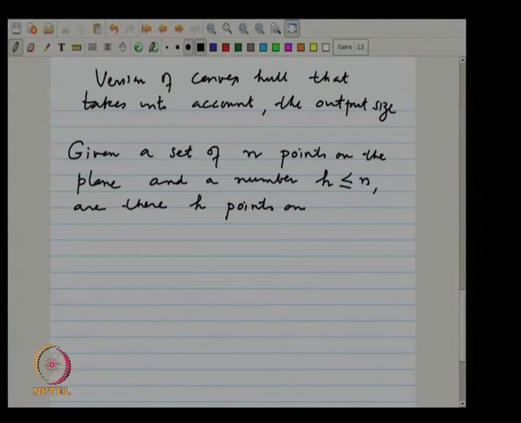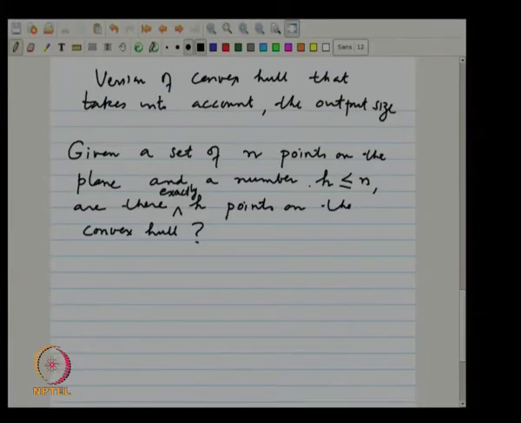Where when you say h points, exactly h points. So, I give you this input set and give you some number, 100. Tell me whether there are exactly 100 points on the convex hull. Okay. Some number, and that number must be less than n, because there can be at most n points on the convex hull. In fact, it should be between 3 and n, because it has to be at least 3.